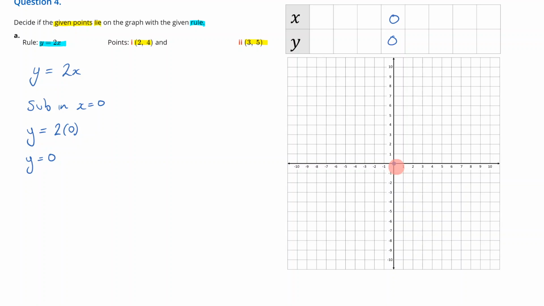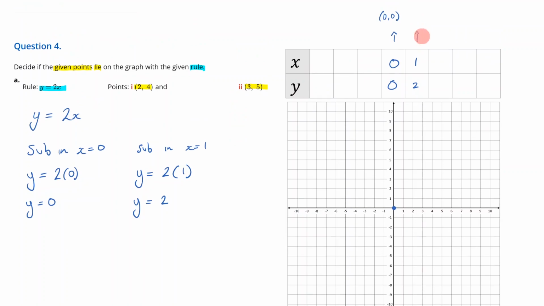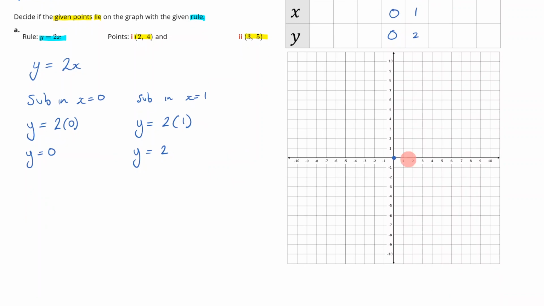Let's now do another point. Let's find out what my y value is going to be when I sub in x is equal to 1. That's going to be y is equal to 2 times 1, and 2 times 1 is 2. So my answer will be 2. When I put 1 in, I get 2 out. And remember, this is a coordinate. This is the coordinate 1, 2. So I'll come down here and go 1, 2. It's going to be here.